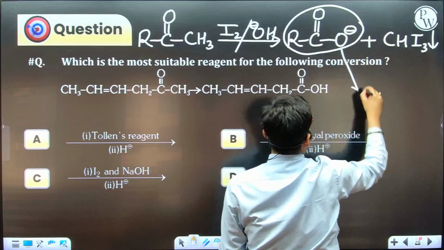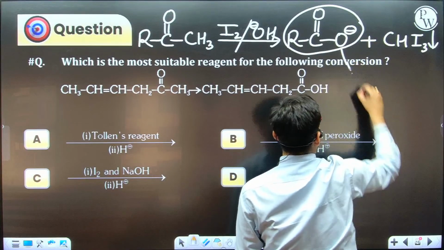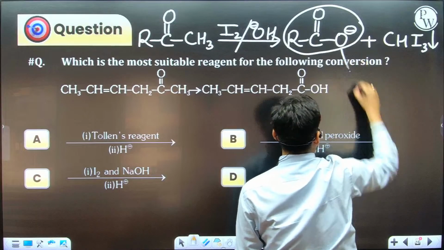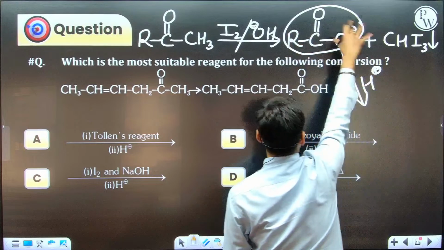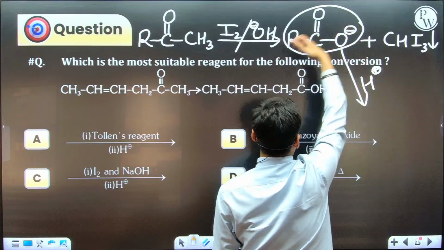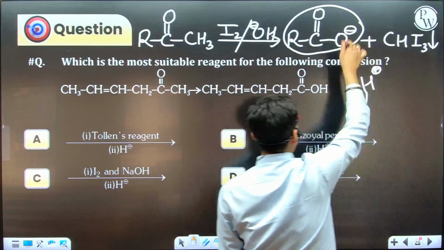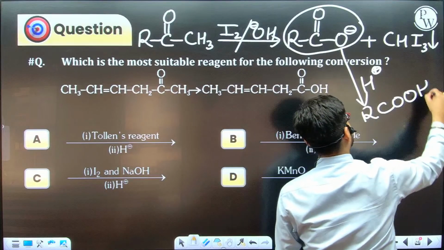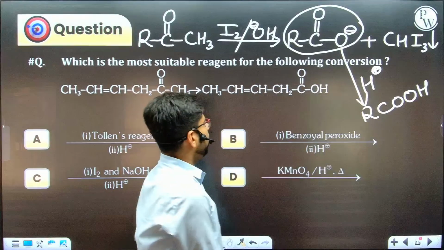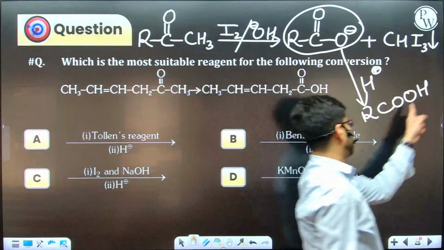If I acidify this, that is, if I treat this with H plus, because I want to neutralize that negative charge. See, the medium is basic. So if I don't add H plus, this is what I'll obtain: a sodium salt or a potassium salt, depending on what the cation of the base was. But if I add a few drops of H plus now, I will get RCOOH. Now look at this and this. This is the original reactant. This is my final product.